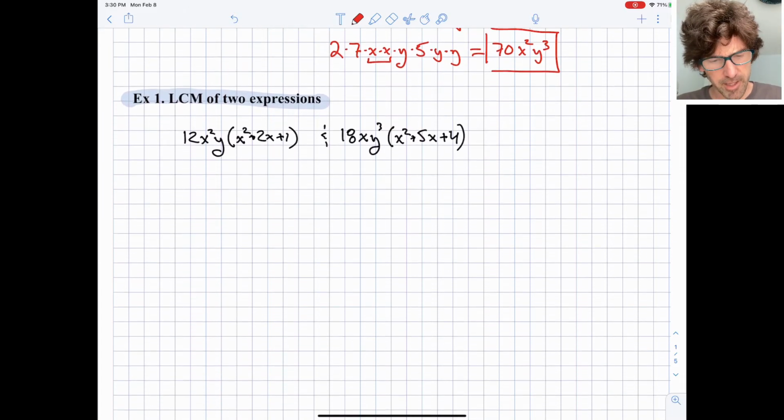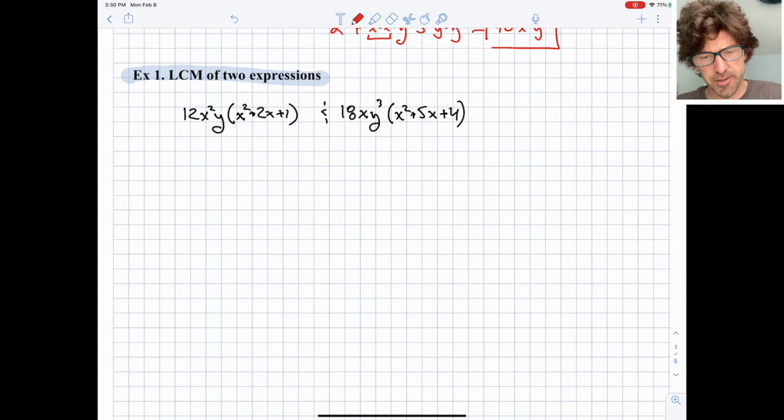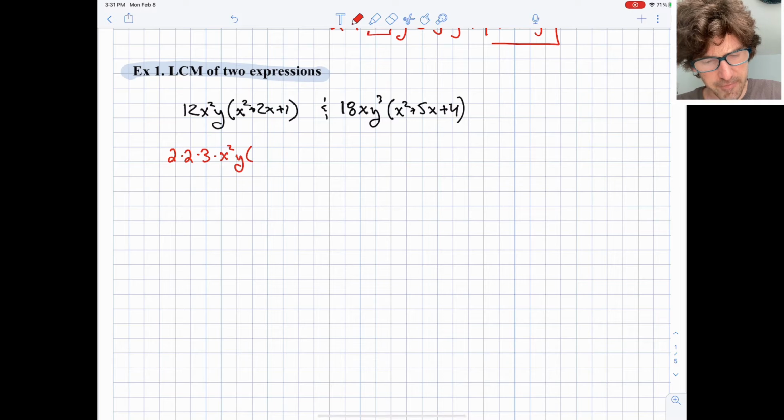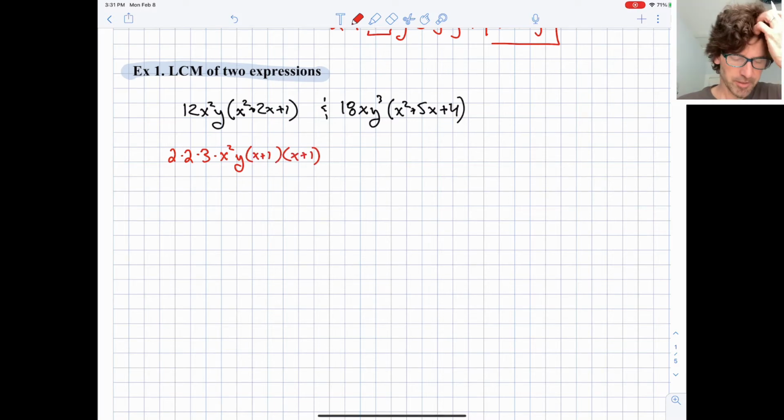Let's get a little bit more complex even here, and you can see that sometimes we can do some factoring as well. So I am going to write this first expression as 2 times 2 times 3. I'm just going to keep my variables in exponential form. But then I can factor some of these trinomials I've been given.